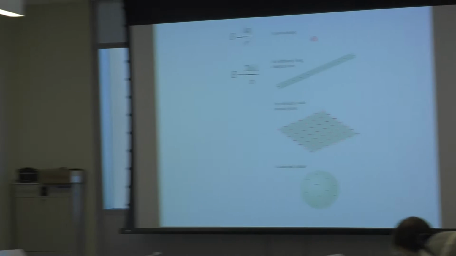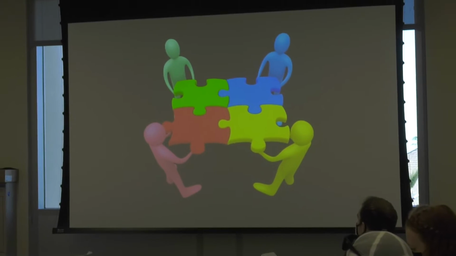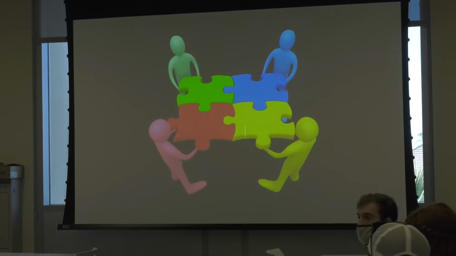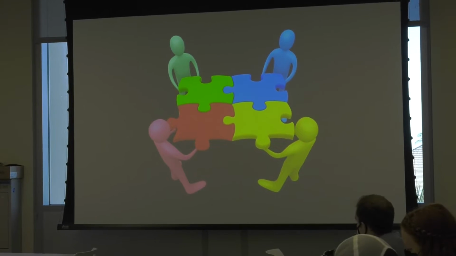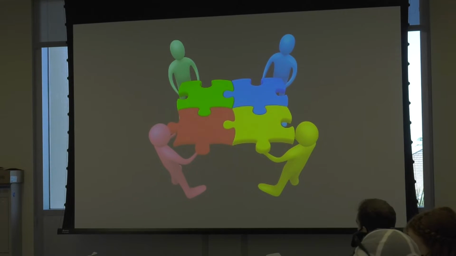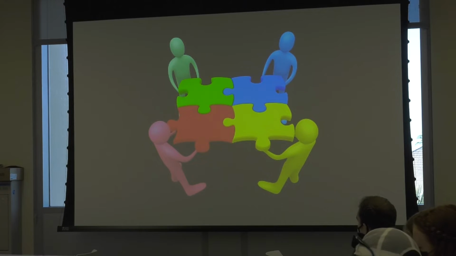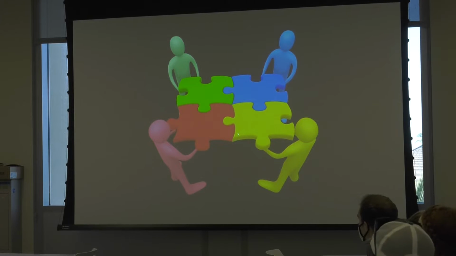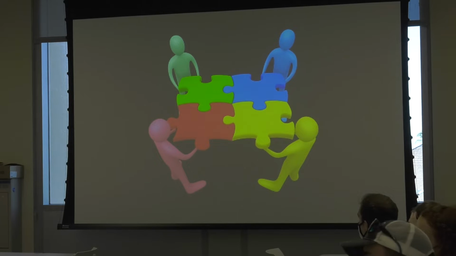So let's do it. Okay, so here's a question for you. Here's a puzzle. Let's say that each person pulls on each segment of the puzzle with the same force. What's the net force on the puzzle? 0. Now what does that have to do with anything? A lot. So just keep that in your head.